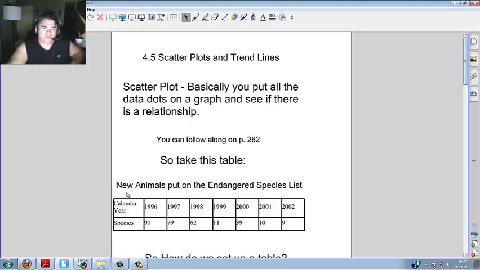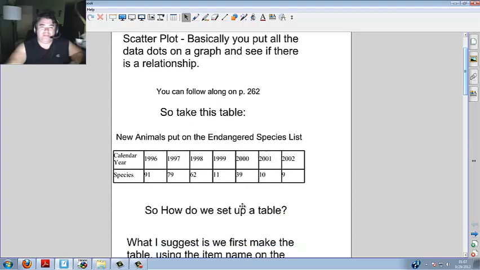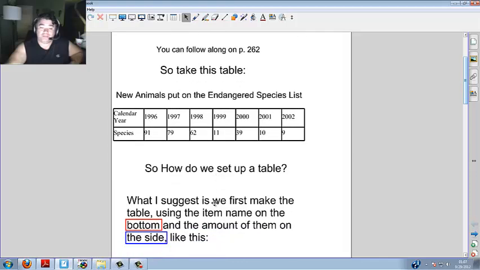Take a look at this table. They're saying new animals that were put on the endangered species list. Well, they take the calendar year, which was 96, 97, all the way to 02, and they said, well, in 96, 91 species were put on the endangered species list, then 79, 62, 11, 39, 10, and 9. That doesn't tell us much, but let's look at the table.